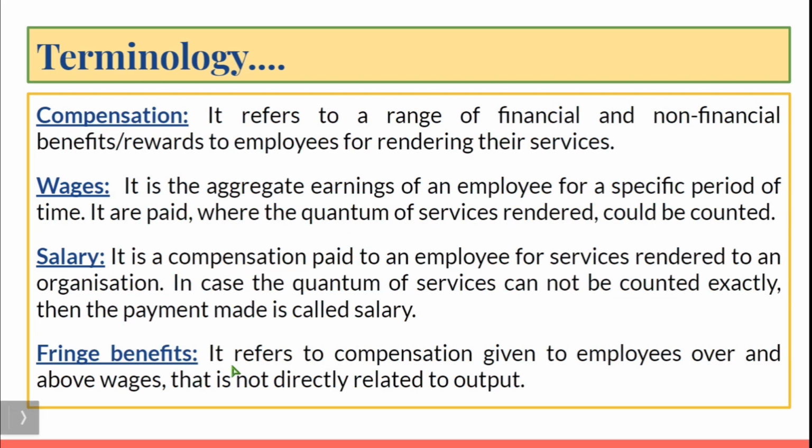Then we have the fringe benefits. It refers to compensation given to employees over and above wages. It is not directly related to the output or performance. It includes benefits such as housing, subsidized food, medical, crutches for children, etc. It also includes payment for time not worked, like holidays, sick leaves, etc. Hope you are clear with the different terminology and you could make out the difference among the key terms.